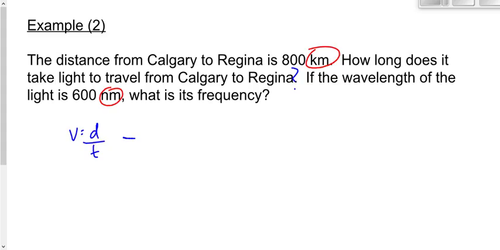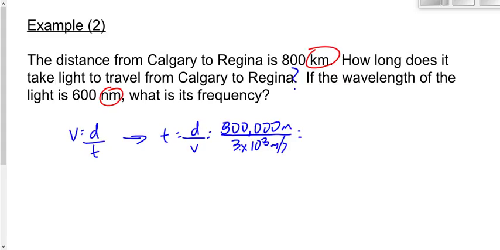Let's rearrange this to solve for time. The t goes up, the v goes down. t becomes d over v. The distance here is 800,000 meters. The velocity here, the speed here, is 3.0 times 10 to the 8 meters per second. Now, in all likelihood, we're talking about visible light here, but not necessarily. Light can be any kind of EMR. It doesn't really matter. The speed of any type of EMR in a vacuum or in air is 3 times 10 to the 8 meters per second.